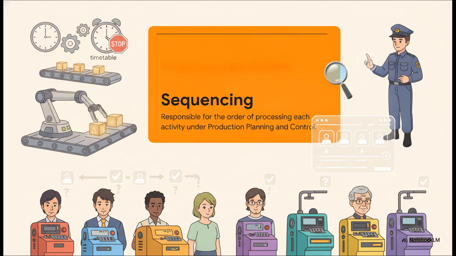Now, it's really important to know the difference here. While scheduling tells you the time frame of when an activity needs to happen, sequencing is the strict, specific rule that dictates exactly which job goes into the machine first. When a stressed-out machine operator has 5 different jobs waiting for them at 8 a.m., sequencing completely eliminates the guesswork.